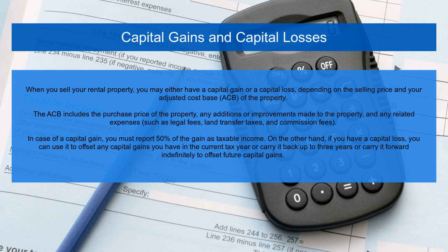In case of a capital gain, you must report 50% of the gain as taxable income. On the other hand, if you have a capital loss, you can use it to offset any capital gains you have in the current tax year, or carry it back up to 3 years, or carry it forward indefinitely to offset future capital gains.